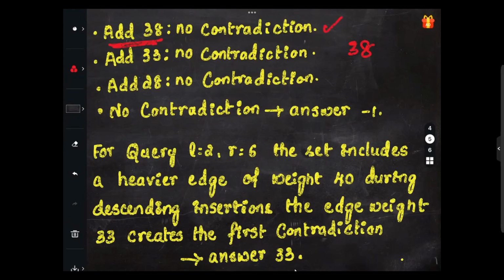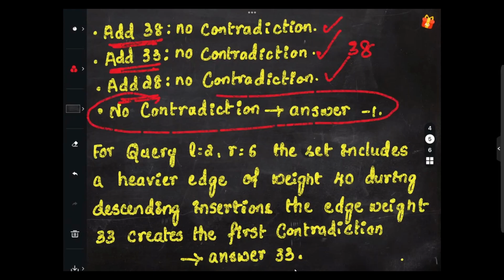Right. So accordingly, with the theory that we have discussed, next we will add 33. Then also no contradiction. We'll add 28. No contradiction. So we have added all the weights here, 38, 33, and 28, and no contradiction is found. In this case, as we had discussed earlier, when there is no contradiction, we have to return the answer -1, right?